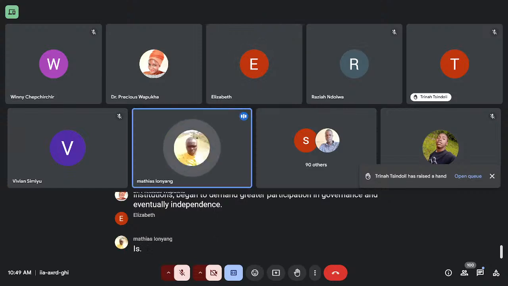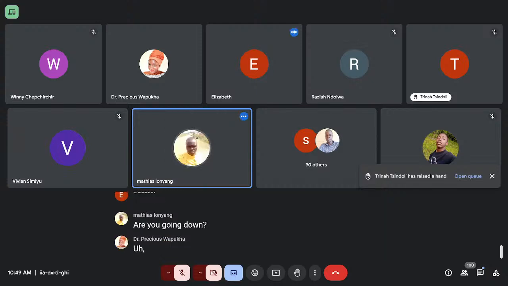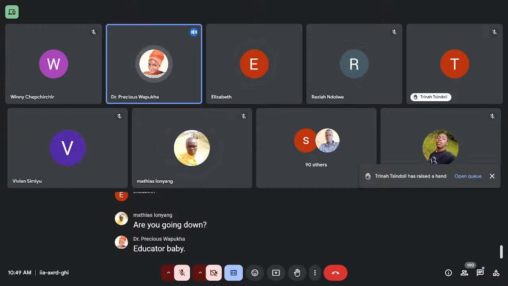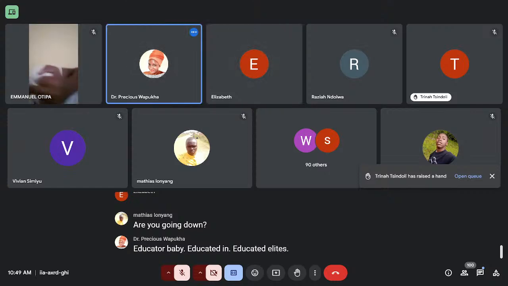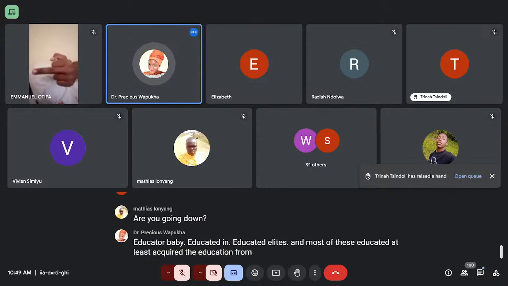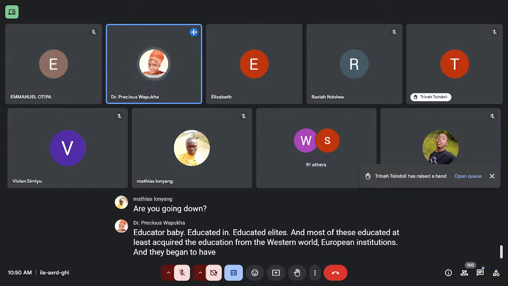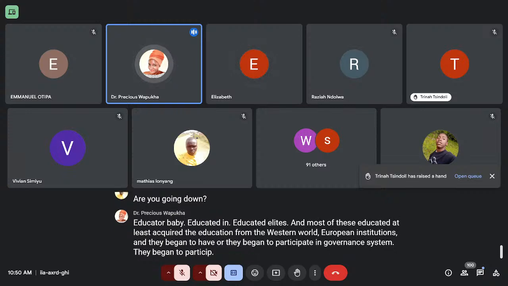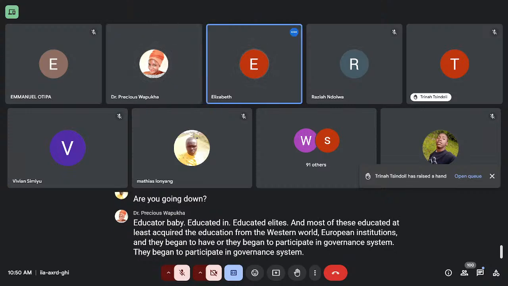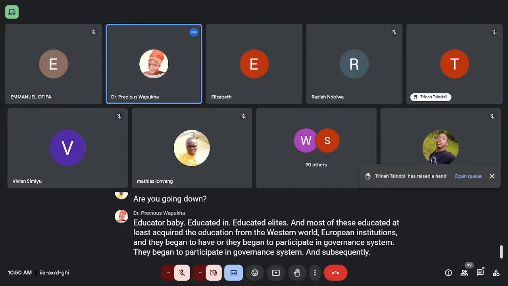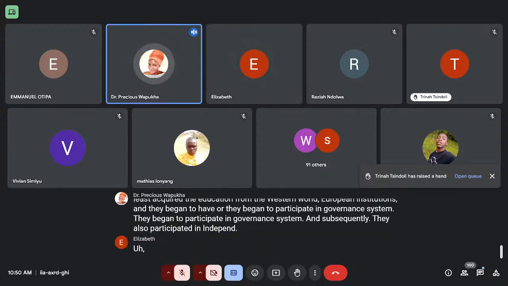Educated elites. Most of these educated elites acquired their education from the Western world, European institutions, and they began to participate in the governance system, and subsequently, they also participated in independence movements.